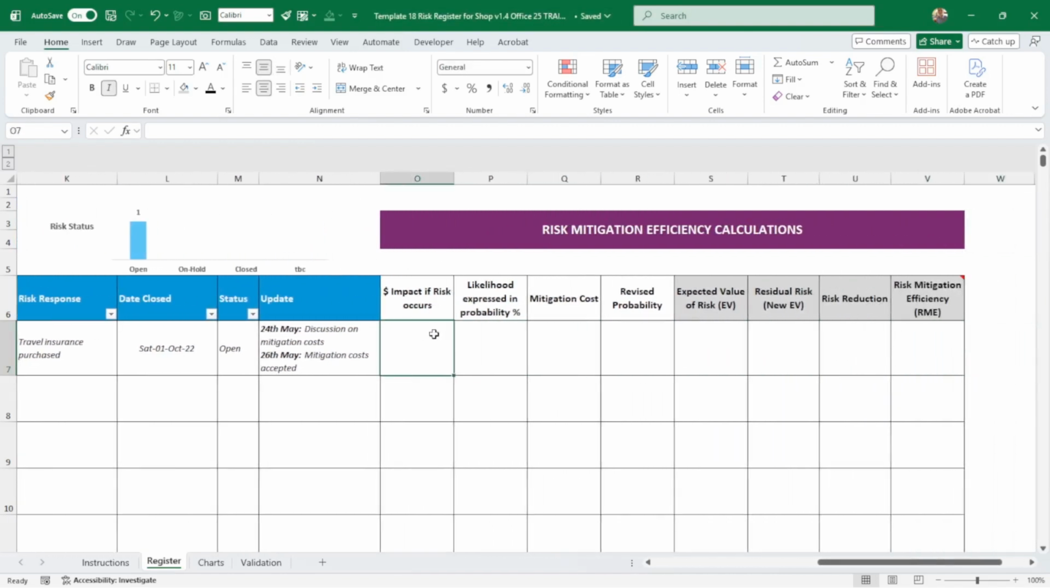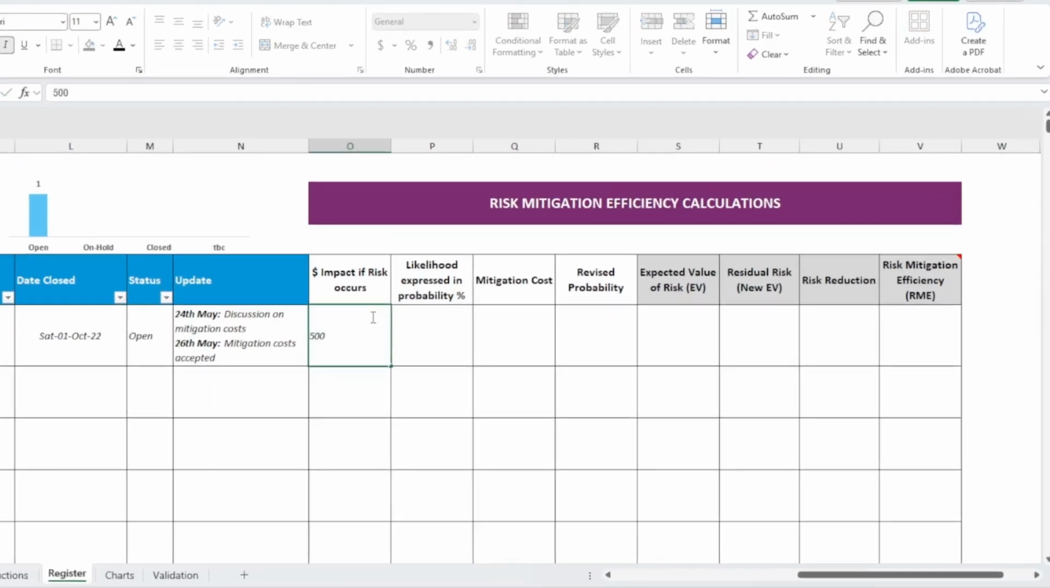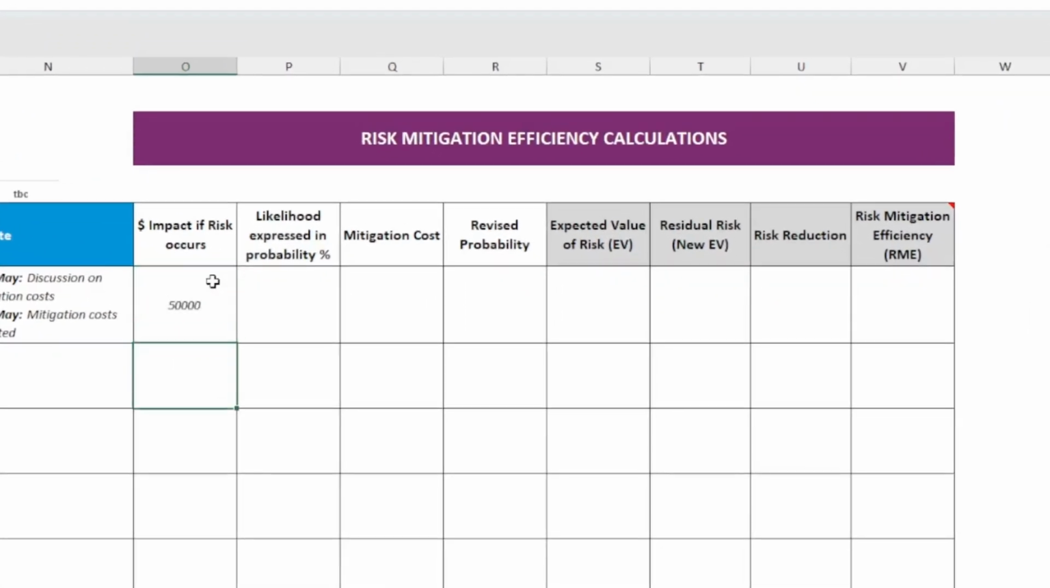The first one, the dollar impact if this occurs, is something for you to work out. For instance, here I put 50,000. If the migration fails, the delays and the cost, maybe to rent equipment, will increase. So there will be, let's say, a $50,000 impact. The likelihood, I think we had possible. Possible for me is around 30%. So here you put 30%, and this is a percentage cell.